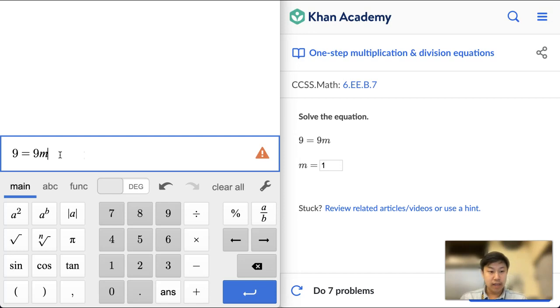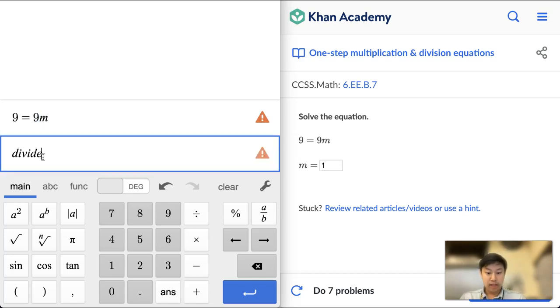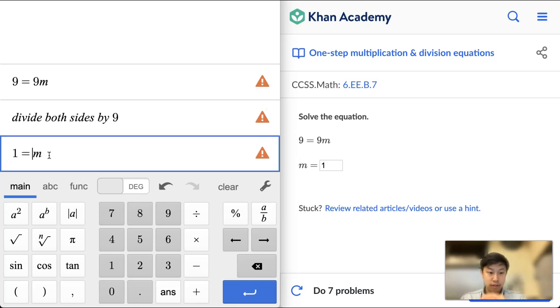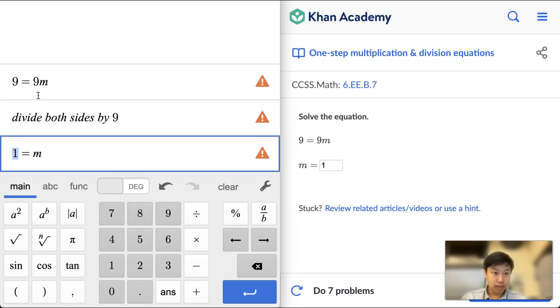So 9 equals 9m. If I want to undo a multiply by 9, we can divide both sides by 9. It'll look like this. Divide that side by 9, divide this side by 9. What's 9 divided by 9? 1. What's 9m divided by 9? Just m. So again, if you want to see it in one step, 9 divided by 9 is 1. 9m divided by 9 is m. So m is 1.